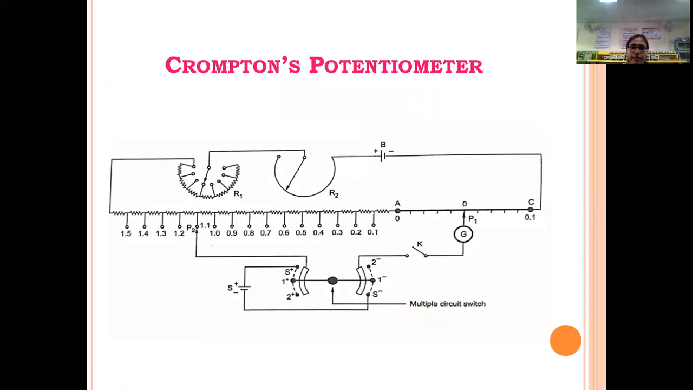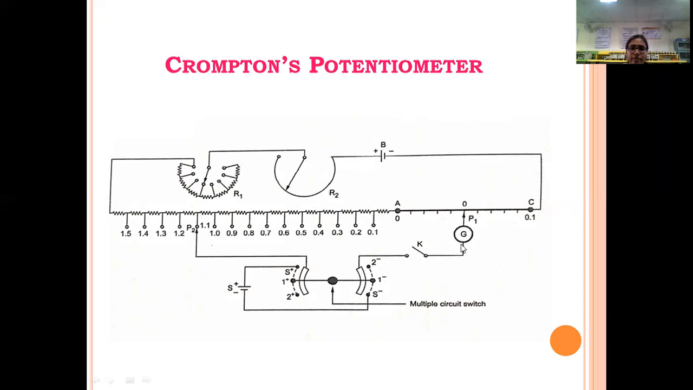I'm going to tell in detail about the Crompton's DC potentiometer. So what does the Crompton DC potentiometer consist of? It consists of two sliding contacts P1 and P2. P1 will slide over the slide wire AC, and P2 will consist of n number of coils which are connected in series with the AC. And we'll use one battery B to provide the current in the circuit. And we have two resistances R1 and R2. R1 will be the coarse adjustment and R2 will be the fine adjustment.